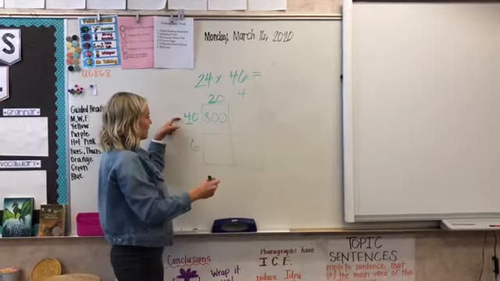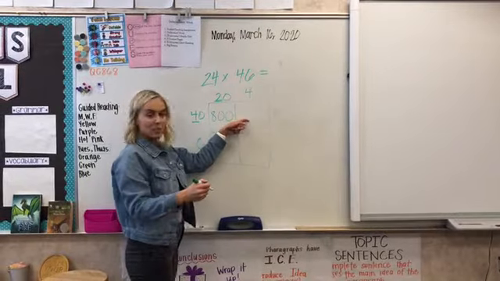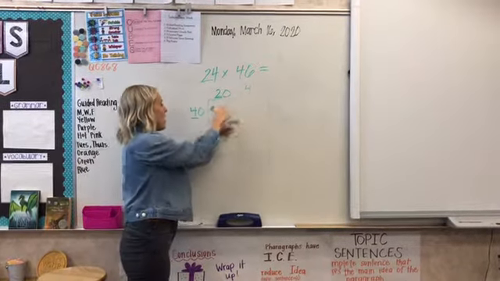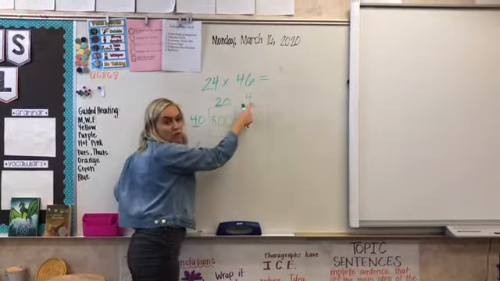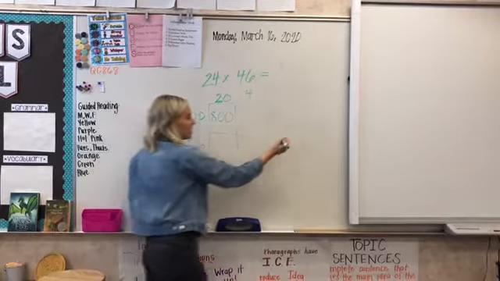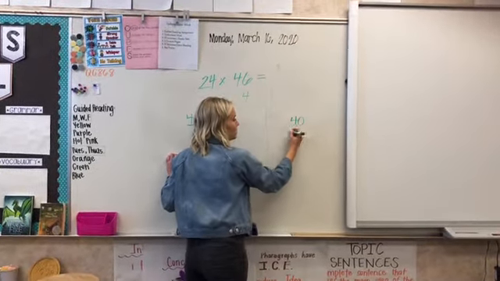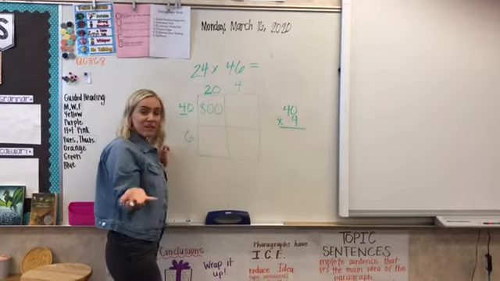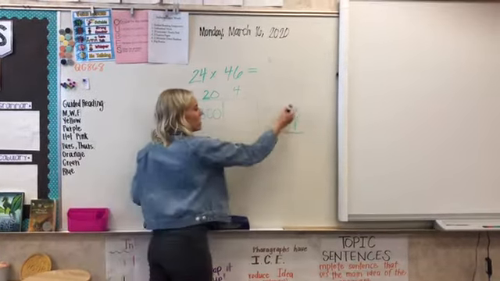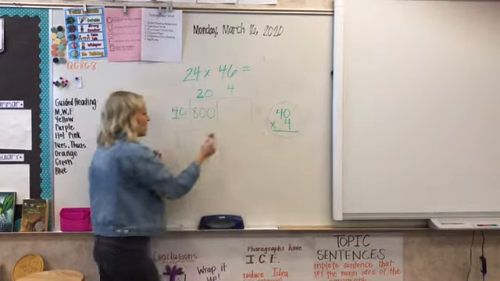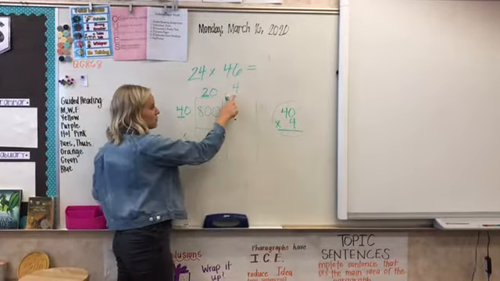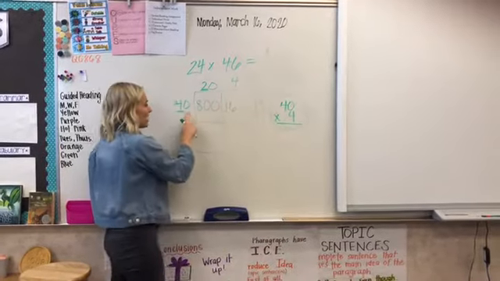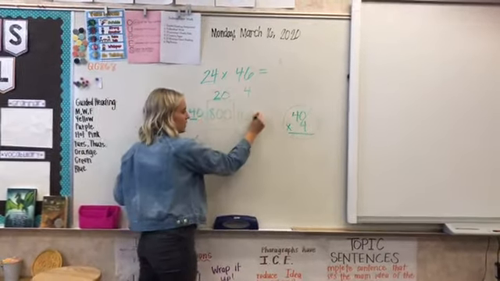Now I see that if I take this 40, it meets up in this box with this 4, so I have 40 times 4. I can either go off to the side and do 40 times 4 using the algorithm, but if the algorithm is still kind of tricky, we can do our little trick. 4 times 4 is 16, and I only have 1 zero.